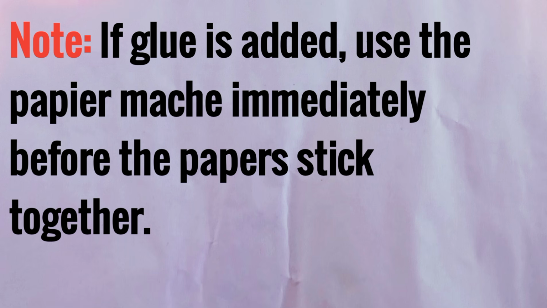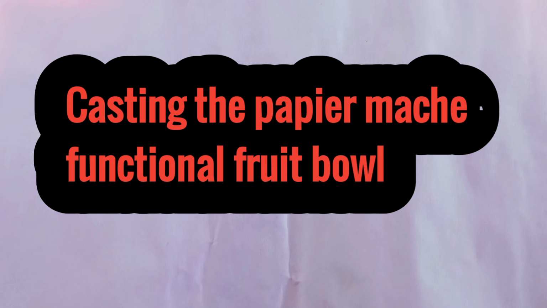Now, after coming up with your paper mache, it's ready. Now you will go to the next step, and the next step will be casting the paper mache functional fruit bowl. Remember, we discussed what casting is. So here is where that term comes in. Now we are going to cast paper mache. We have already created the paper mache we are supposed to use.